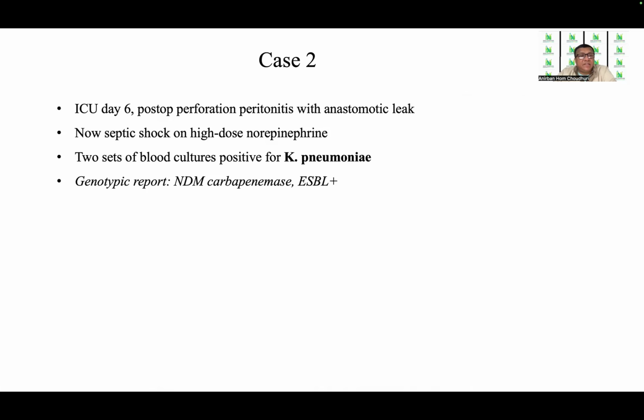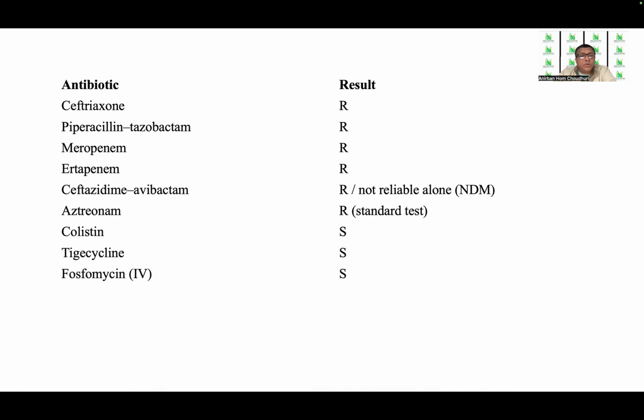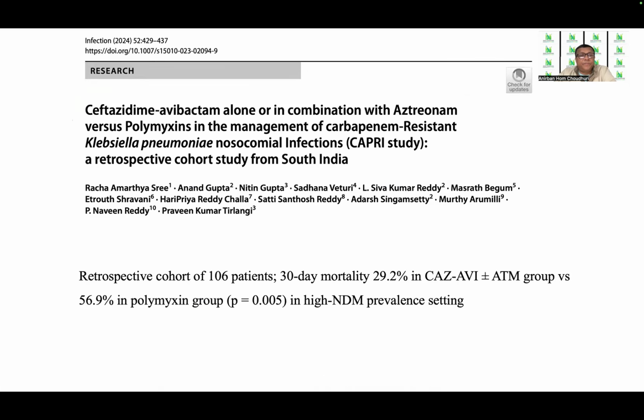Going to the second case, this is ICU day 6 of a post-op perforation peritonitis patient with anastomotic leak. Now septic shock has supervened and patient is on high dose norepinephrine. The two sets of blood cultures which were sent were positive for Klebsiella pneumoniae, and the genotype report shows NDM carbapenemase with ESBL positive. So this is the antibiogram which is showing resistant to all save colistin, tigecycline, and fosfomycin. So how do you treat?